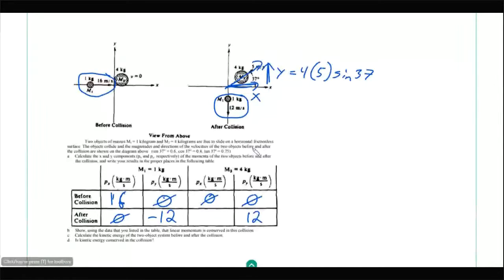And the x one, 4 times 5 times the cos of 37, gives 16. So we get this table filled out kind of like that. That's a terrible 6, but it will work. Now we're asked to show that linear momentum is conserved. We've filled out the table and found the momentums. So for part B, conservation of momentum says P before in the x direction equals P after in the x direction.